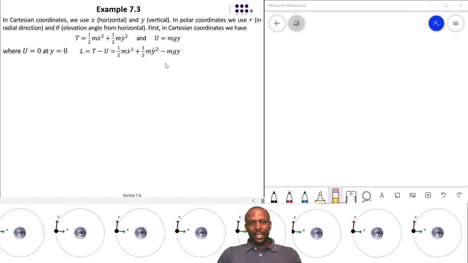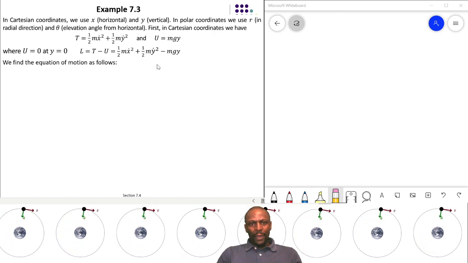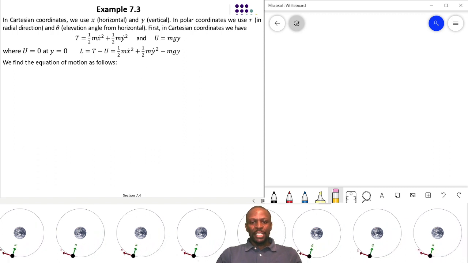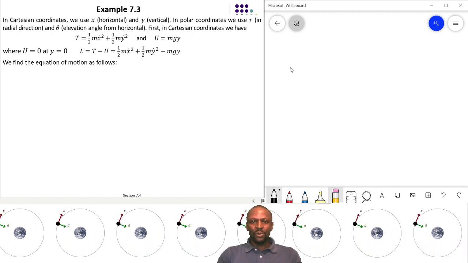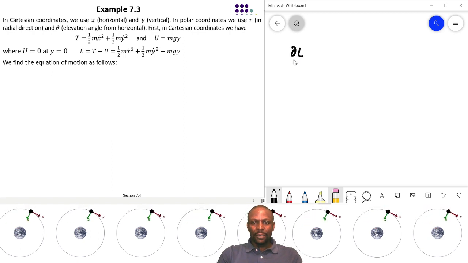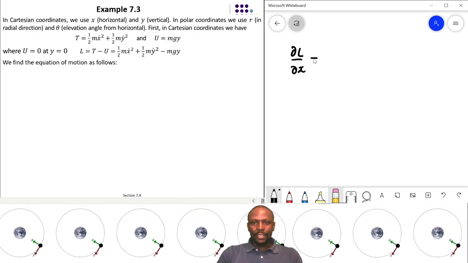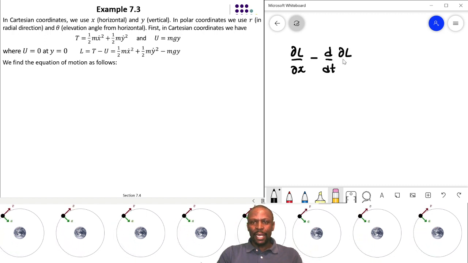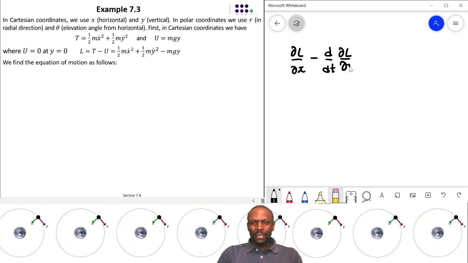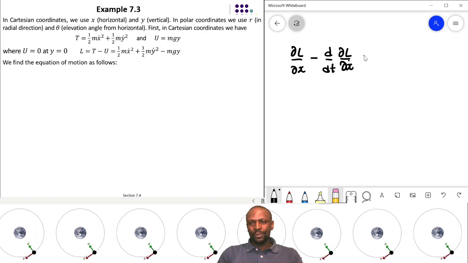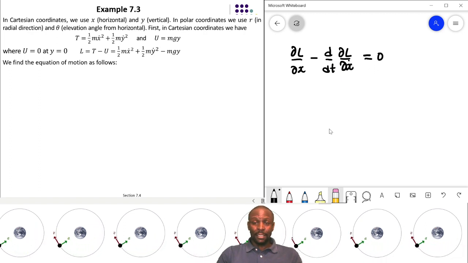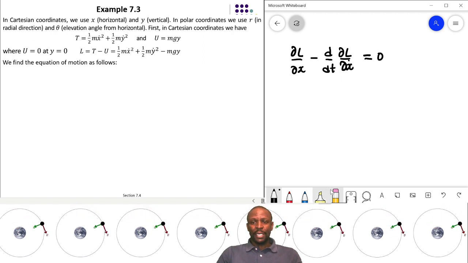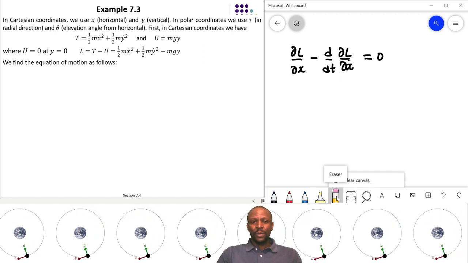Now we are ready to find the equation of motion. We are just going to be differentiating the Lagrangian with respect to x, and then we are just going to be taking the time derivative of the Lagrangian differentiated with respect to x dot, and that must just be equal to 0 in order for us to get the equation of motion. Now, if you do that, what are you going to have?